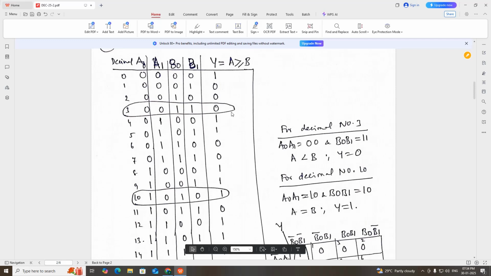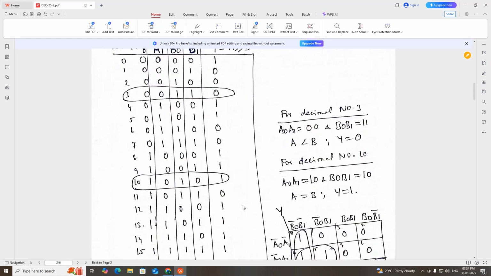Now we'll consider how to write the y output. Let us consider decimal number 3. You can see here a naught a1 is 0 0, and b naught b1 is 1 1. So in this case a is less than b, therefore output y is equal to 0. Consider the 10th one. In the 10th one, a naught a1 is equal to 1 0 and b naught b1 is equal to 1 0.